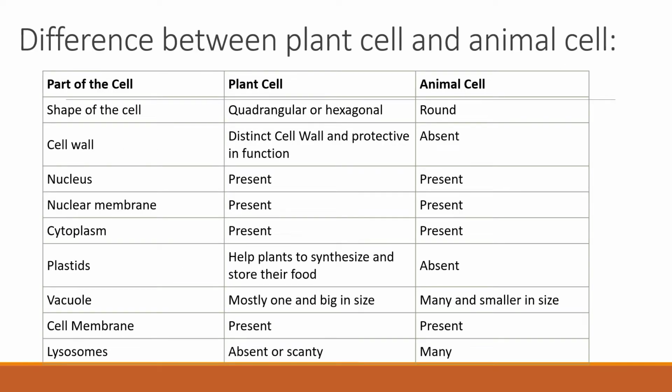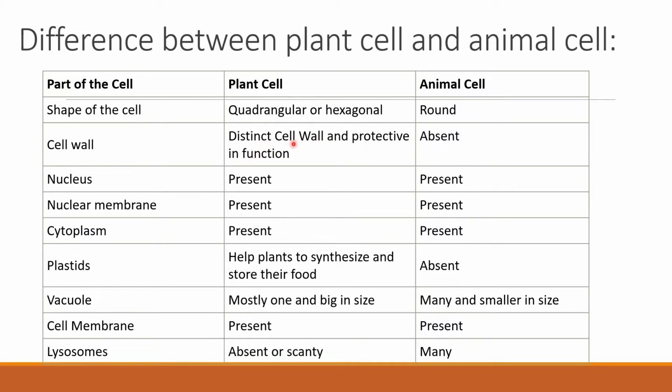Now we are discussing the difference between plants and animals. I will show you the pictures in the next slides, in the next video. Most plant cells are quadrangular and hexagonal, but animal cells are mostly round in shape. You see, in animal cells we don't have a cell wall, that is why it is absent.